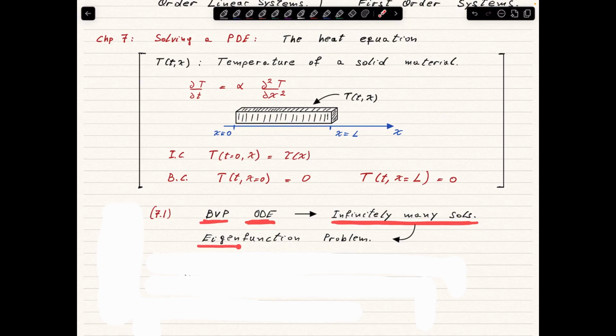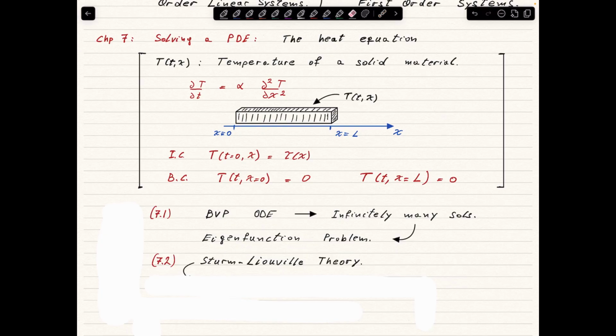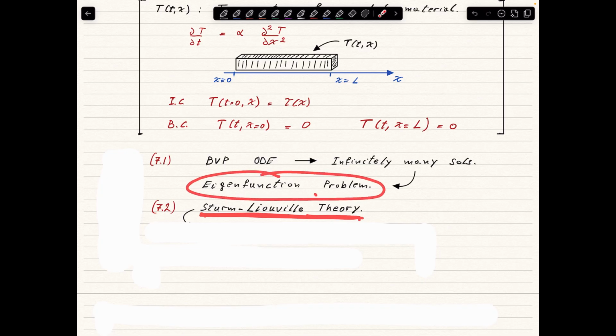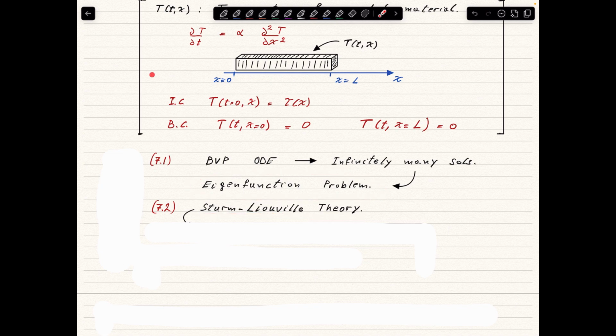From this type of problem we are going to define a new problem that we need in order to solve the heat equation, which is the eigenfunction problem, which we are going to talk about in a future video. Once we understand what the boundary value problem and the eigenfunction problem are for an ordinary differential equation, we are going to move on to what is called Sturm-Liouville theory, which is essentially to understand the properties and the behavior of solutions to a particular type of eigenfunction problems, the particular type that is going to show up when we solve the heat equation.